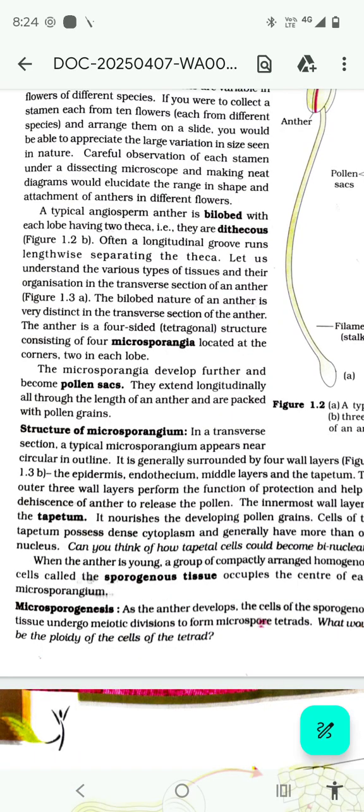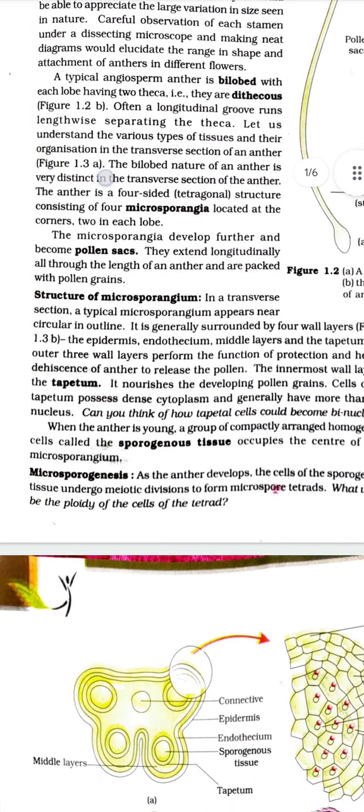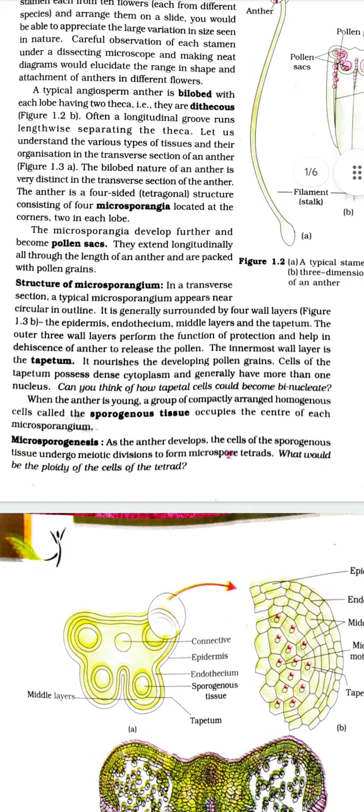Inside the two theca, you can find a four-sided tetragonal structure consisting of four microsporangia. What is a microsporangium? It basically develops further and becomes pollen sacs. Now let us study the structure of a microsporangium.